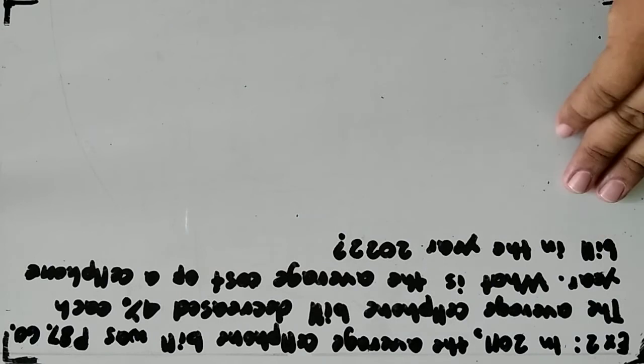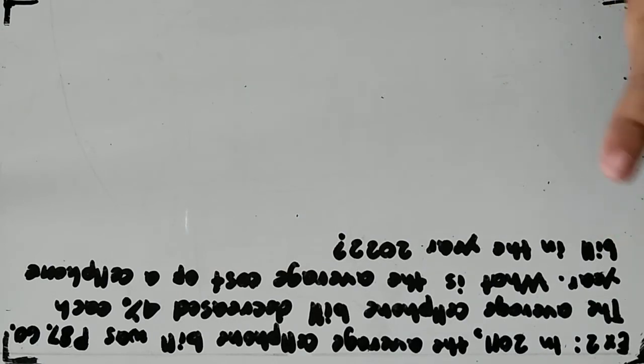Okay, ituloy natin. So, this is another example. Ito yung example 2 na ito. Kamukha ito ng item number 2 na gagawin sa worksheet. So, basahin natin. In 2011, the average cell phone bill was 87.60 pesos. The average cell phone bill decreased 4% each year. What is the average cost of a cell phone bill in the year 2022?